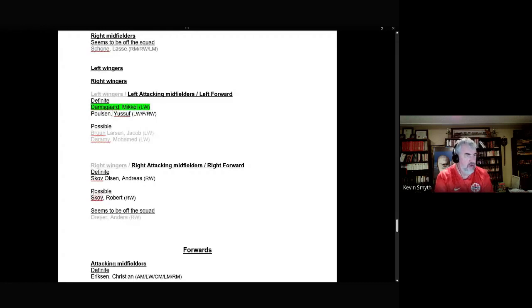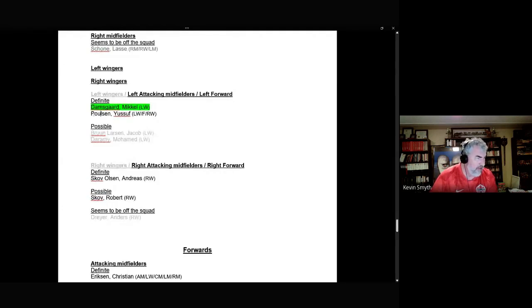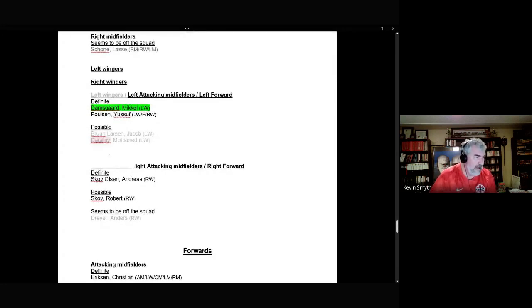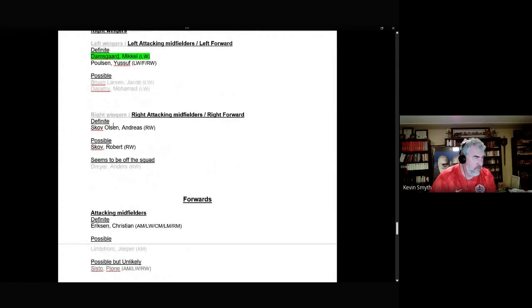I'm not so sure, though, about Yusuf Poulsen. Actually, if he is a starter, I see him more likely as starting in the centre forward role than in the left winger position that he's designated for. But I'm not confident enough to say that he will be a starter. I think he will start some games, but I kind of think it'll be rotated, trying to look for a good performer.